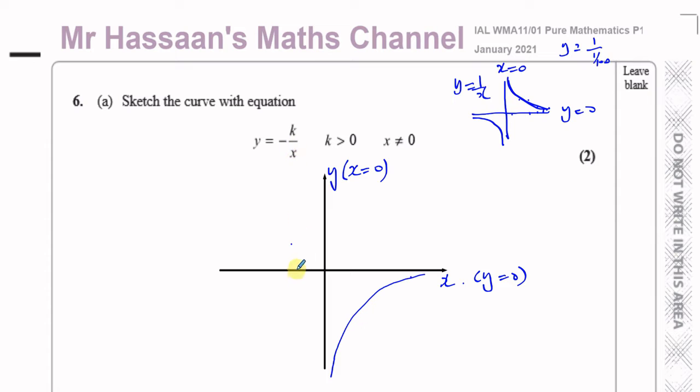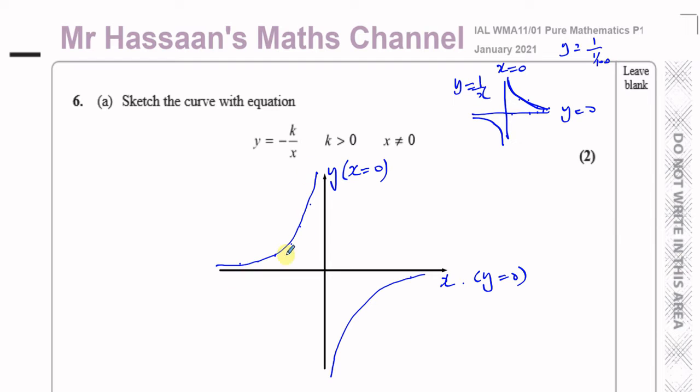When x, for example, is minus 2, y would be plus a half. When x is minus 3, y would be plus a third, and so on. So it's going to go like this. It's the same as the graph above, but just in the other two quadrants. They're switching around. So this is the graph of y equals minus k over x.